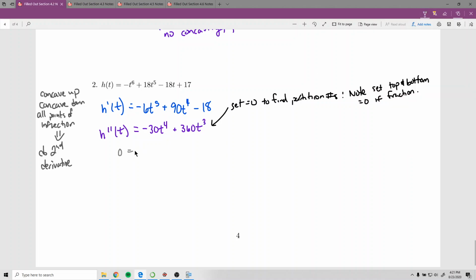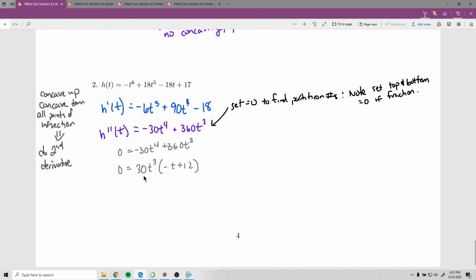All right, so we got 0 equals negative 30t to the fourth plus 360t cubed. Solve this. Now you can factor out quite a bit here. There's a 30 in common. And if you want to take the negative out, you can, but I'm not going to worry about it. And there's also a t to the third power in common, the smallest power of t. So when we take out that of the first term, we're left with negative t. And when we take out the 30t cubed in the second one, we have just the 12 left.